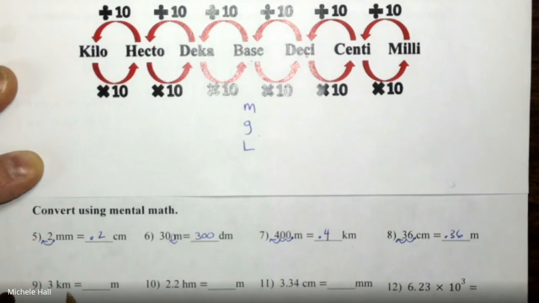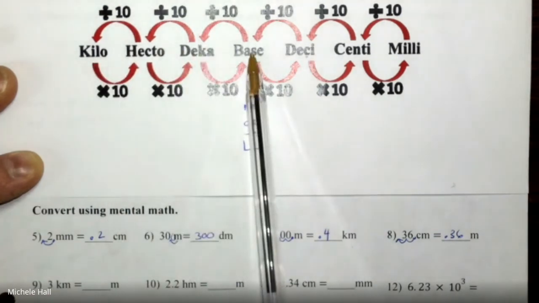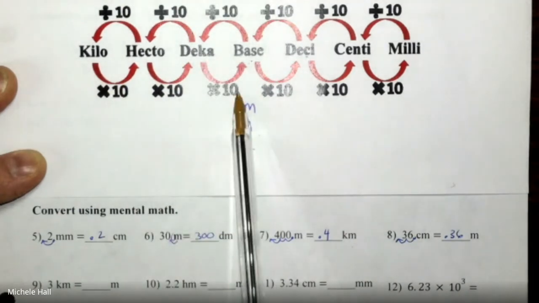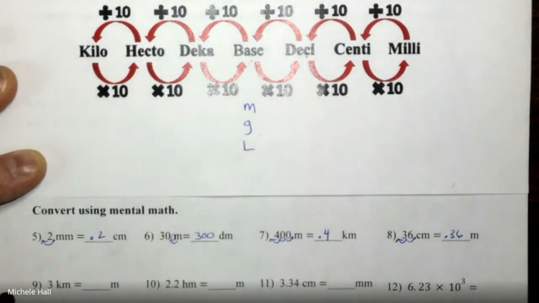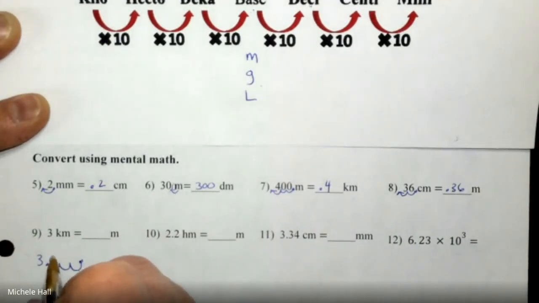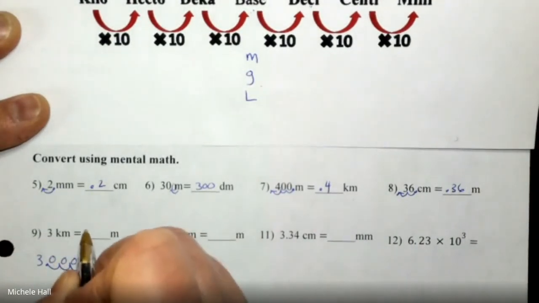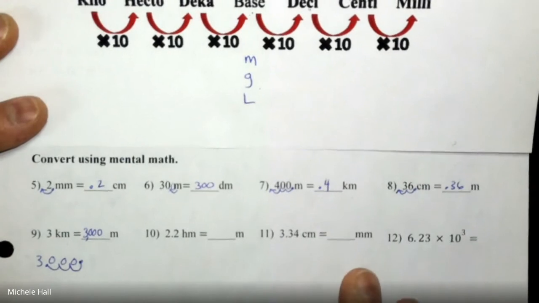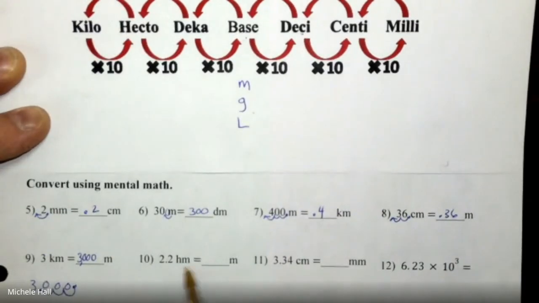Now we're going to go from kilometers to meters, kilometers to the base of meters. That means I'm going to multiply by 10 times 10 times 10. Multiplying by 1,000, I'm moving my decimal 3 times to the right. Here's my decimal on 3, and I move it 3 times to the right. 1, 2, 3. That means I need to fill in zeros. And I get 3,000 meters equals 3 kilometers.